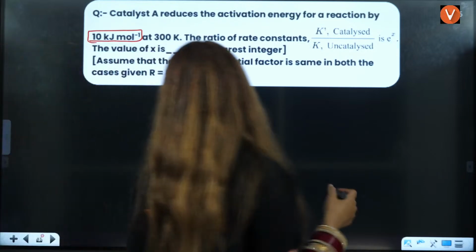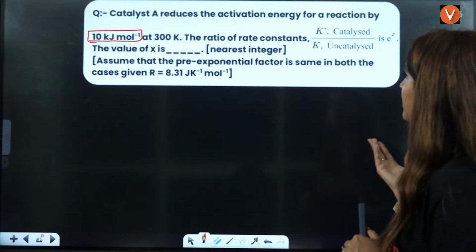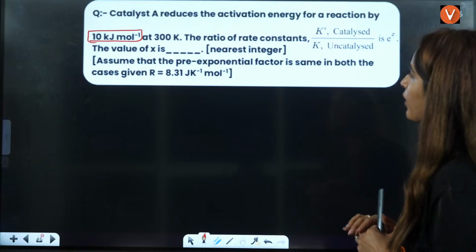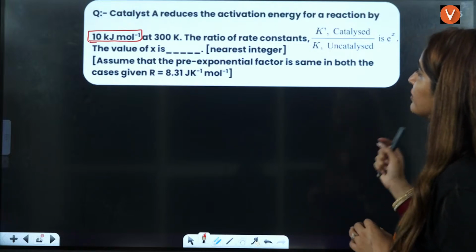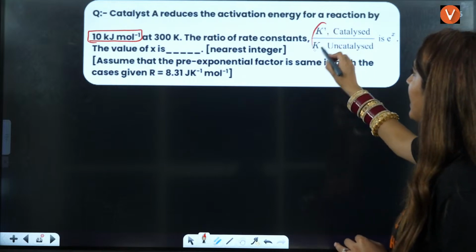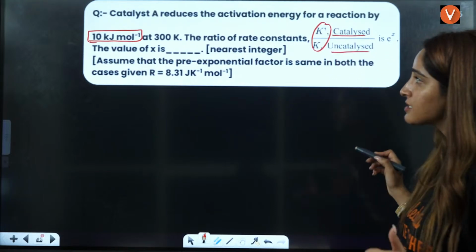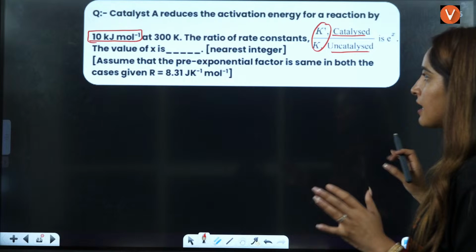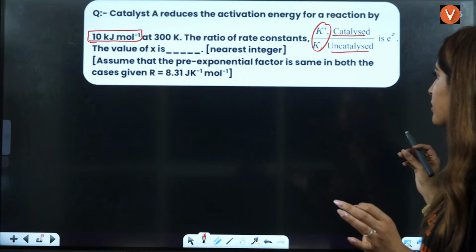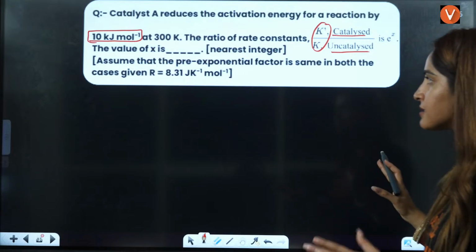Next is: catalyst A reduces the activation energy of a reaction by 10 kilojoule per mole at 300 Kelvin. The ratio of the rate constants K dash, catalyzed, and uncatalyzed is the value X. Assume that the pre-exponential factor is the same in both cases.